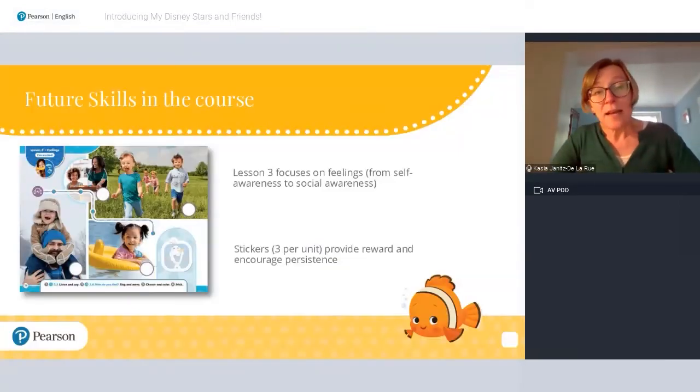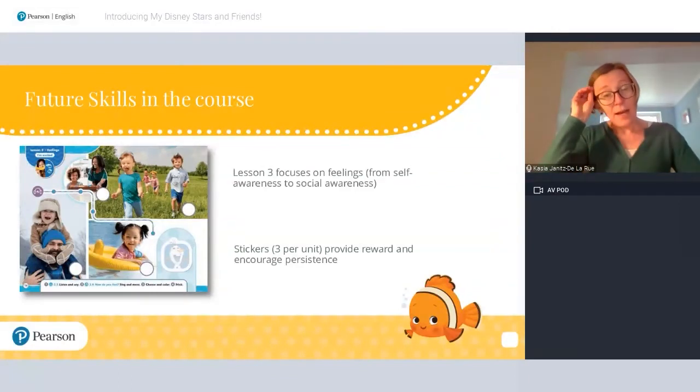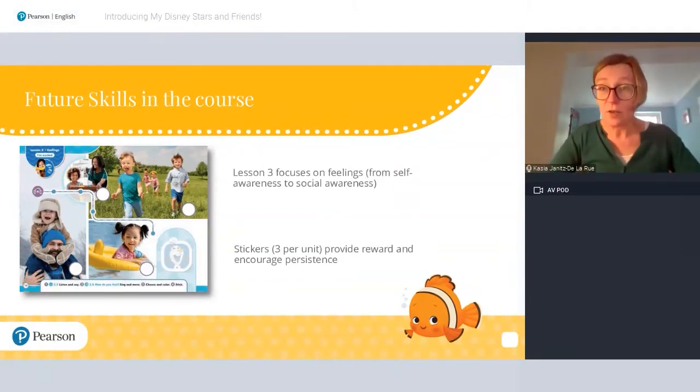So in every unit, again, there's a lesson 3, which is devoted to feelings. And students learn to name a new feeling in every unit. This is, as I said, level 2, unit 2. And the feeling that students are learning about here is I'm excited.